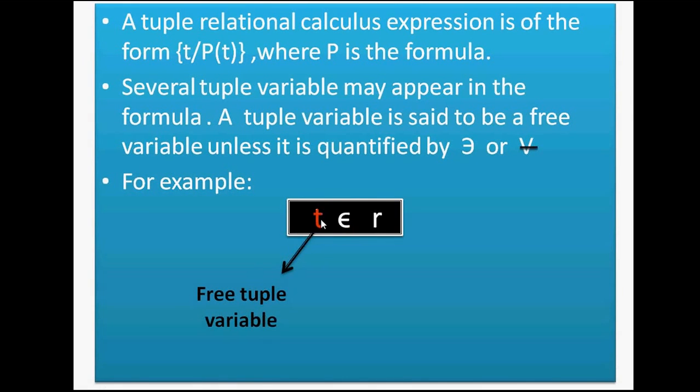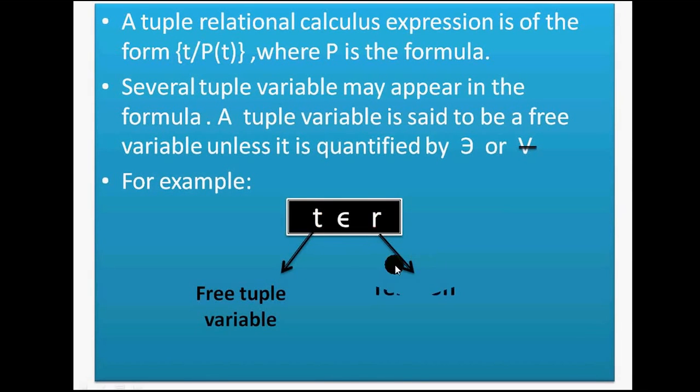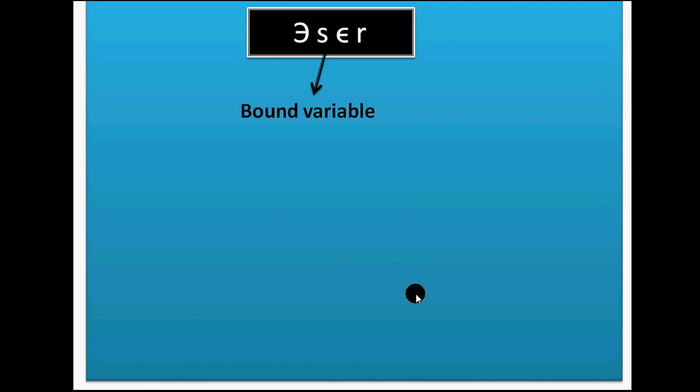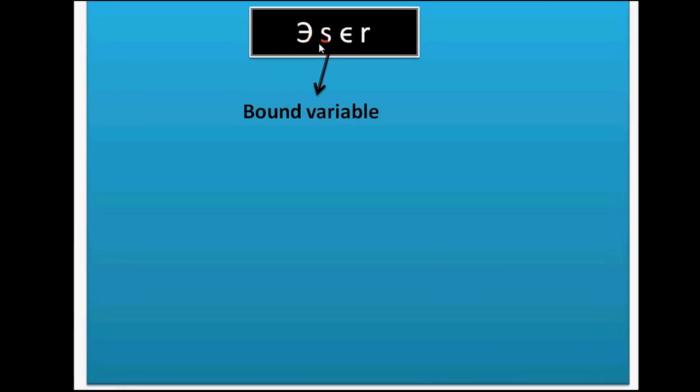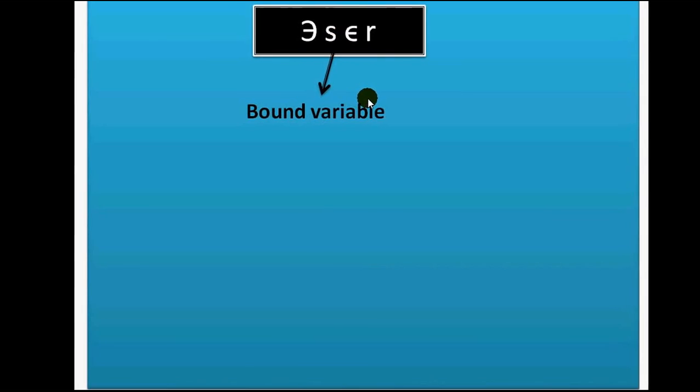Okay, here the tuple variable is not quantified by this symbol, so it is a free tuple variable, and here r represents the relation. Okay, so let us move with our next example. Here we can see that s is quantified by this symbol, so here s is called a bound variable, where s belongs to small r.